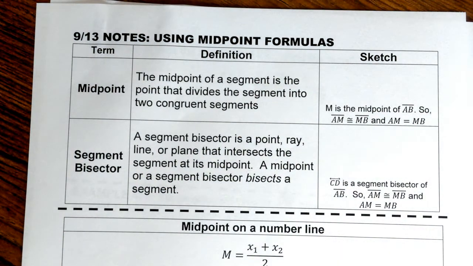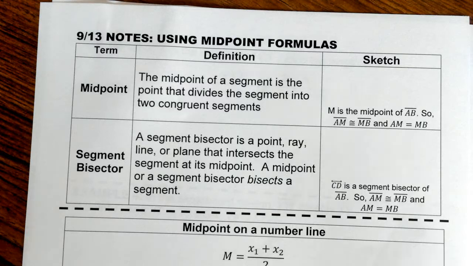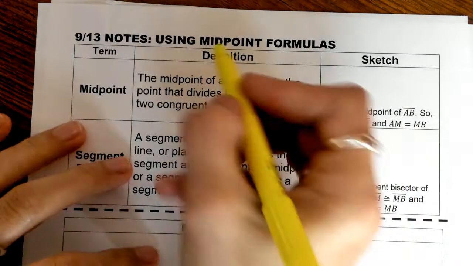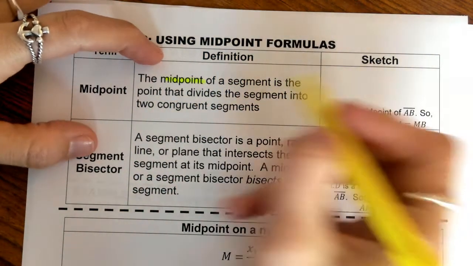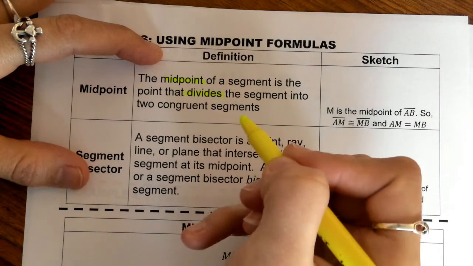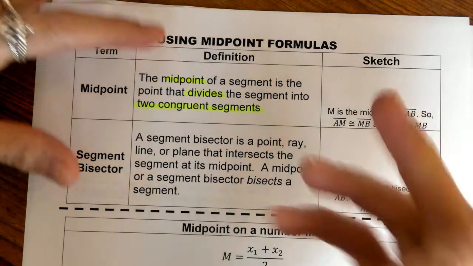So now we're going to talk about midpoint. This is going to be a tiny bit different from your between. Whenever we did the segment addition postulate, this is where I had you highlighting the word between, because you're going to have to look for between and midpoint. So the first one we'll talk about is what a midpoint is. The midpoint of a segment is the point that divides the segment into two congruent segments.